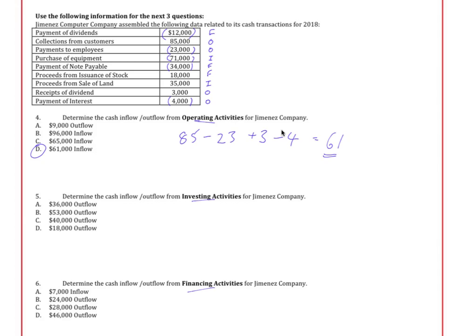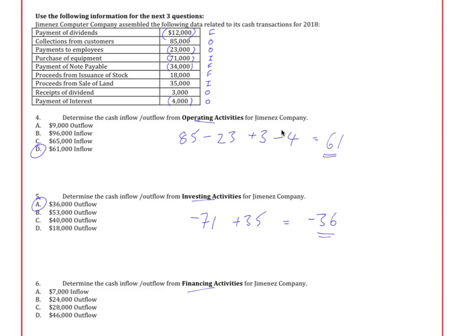Question 5. The investing activities. Well, what are the investing activity cash flows? There's the purchase of equipment, which is less 71,000, and then there's just the plus 35,000 proceeds from the sale of land, so that gives us a net outflow of 36.